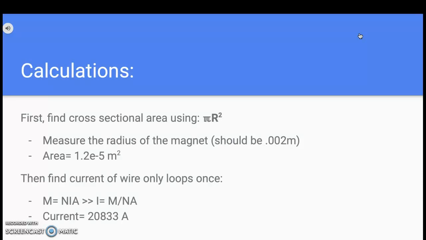Okay, the first thing we need to do is find our area and then find our current for this magnet. So measure your magnet. You're going to find the radius to be about 0.002 meters of the magnet, and then you should get your area to be about what I have here on the screen.